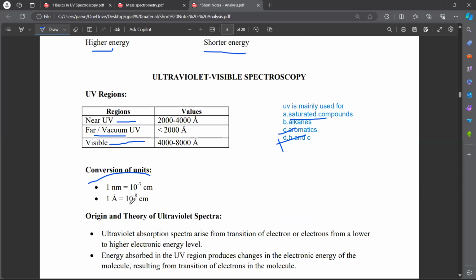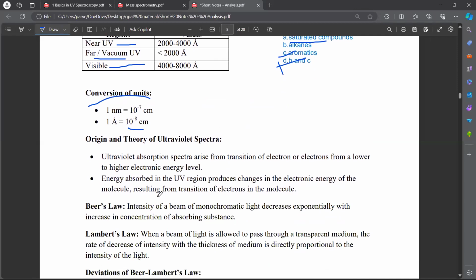So 1 angstrom is equal to 10 power minus 8 centimeter. 1 nanometer is equal to... These are the typical units you should know.